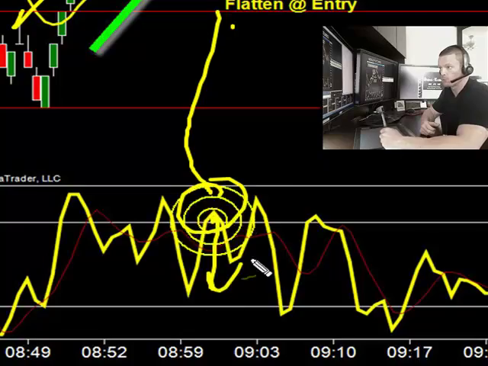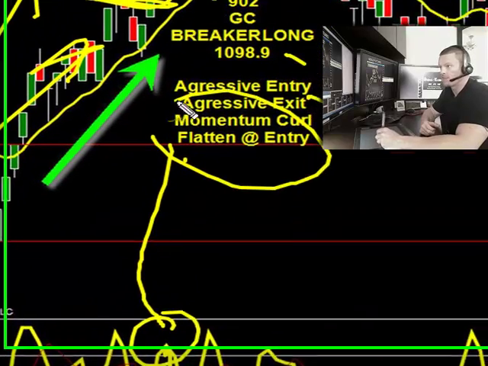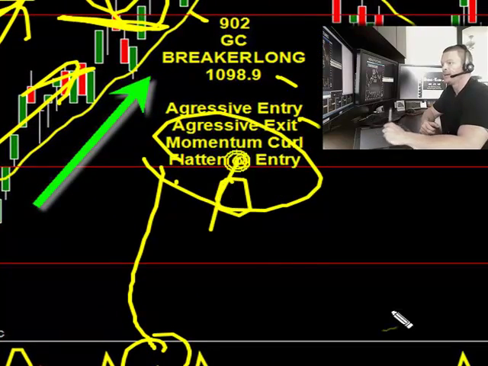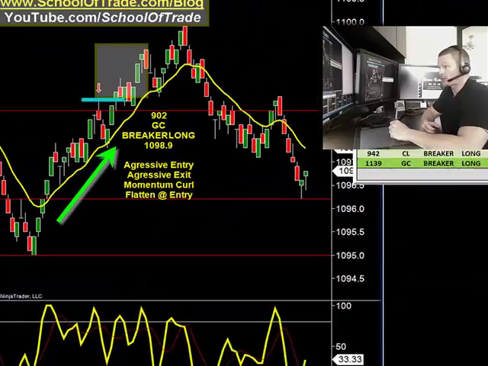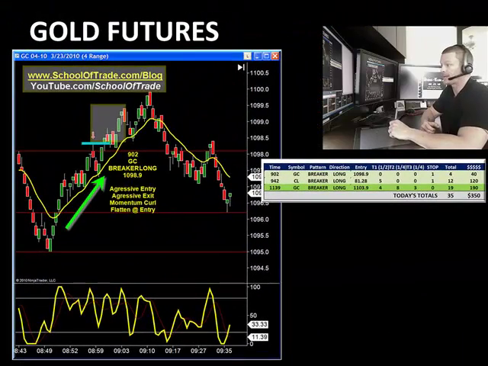Momentum then, of course, curls over and points back down. We flatten the point of entry for a scratch trade. So nothing in, nothing out. Actually, we did. We actually got 4 ticks there. Excuse me. Got 4 ticks. Got in at +1, as you can see here. And so we got a +4 on the trade at 902.